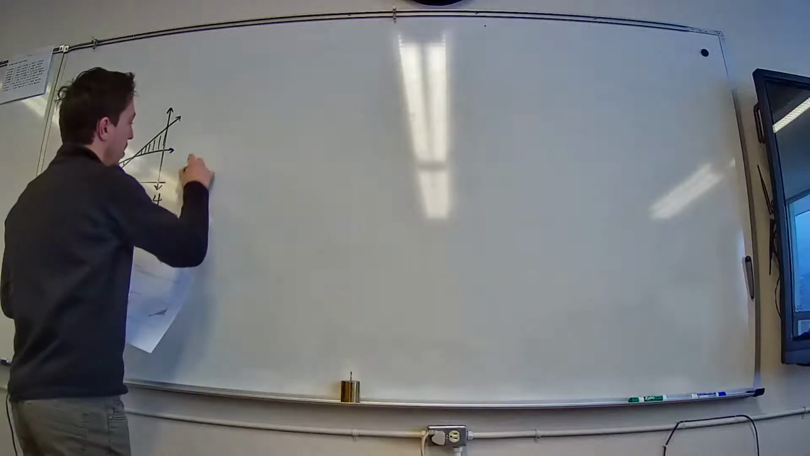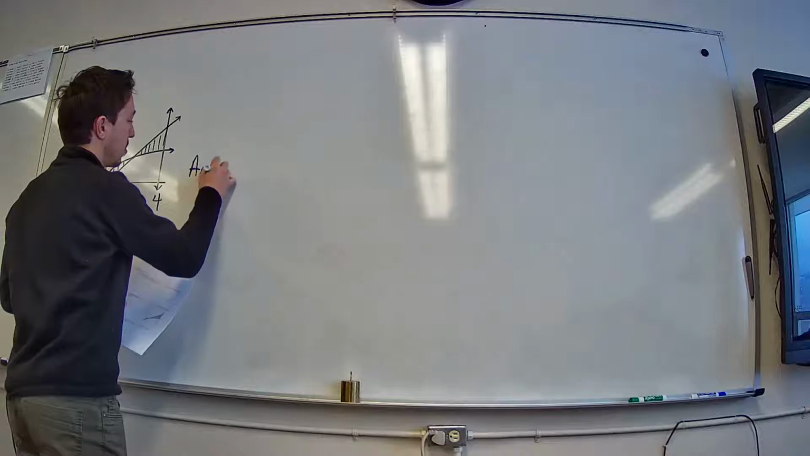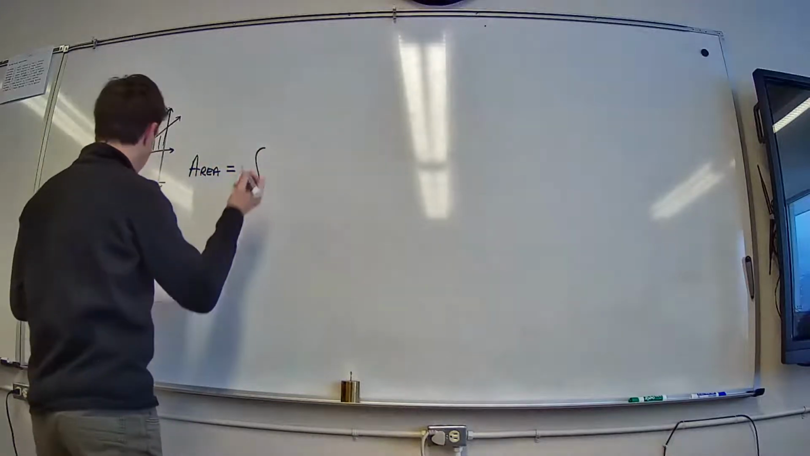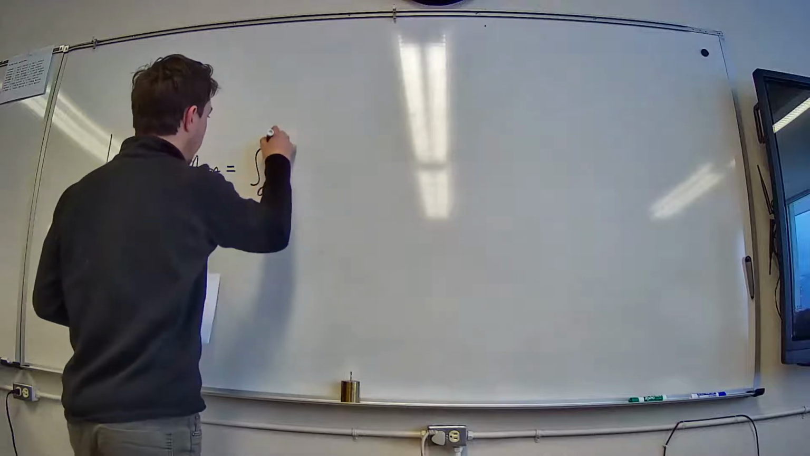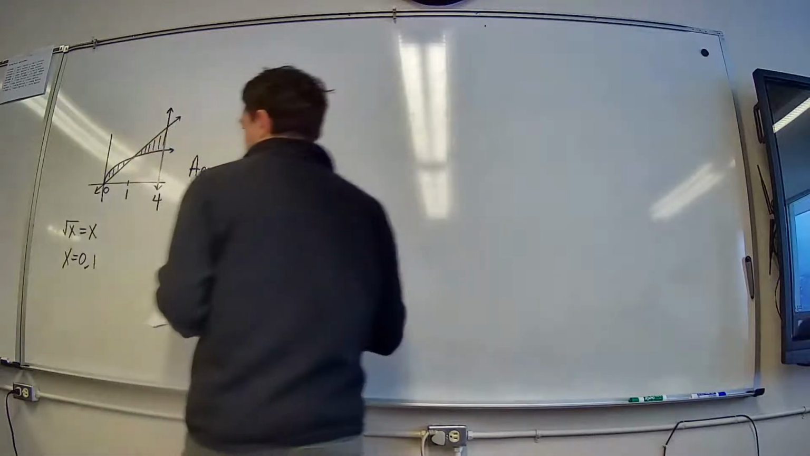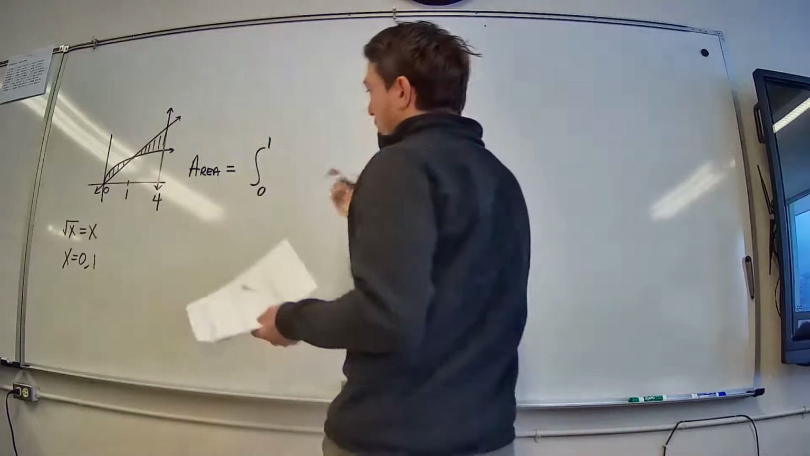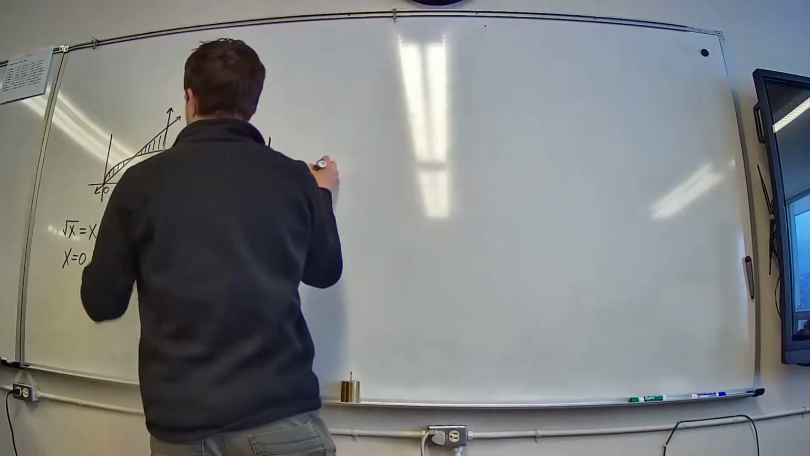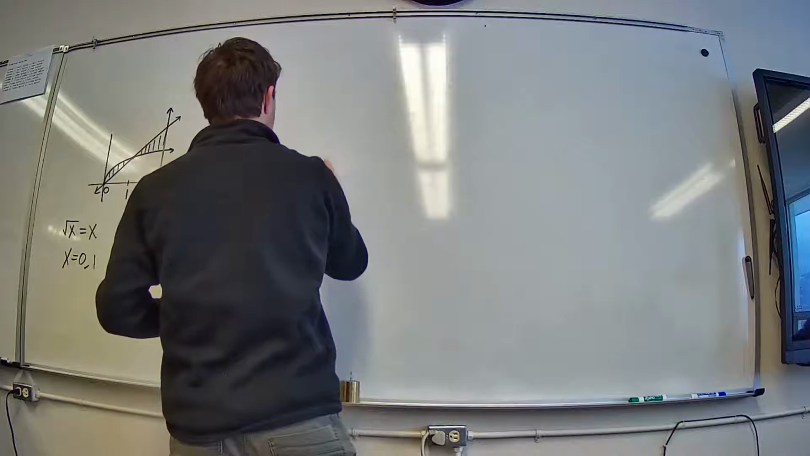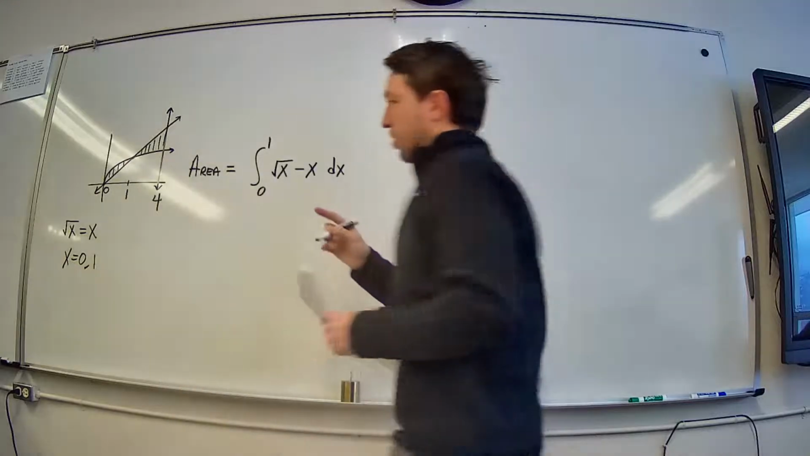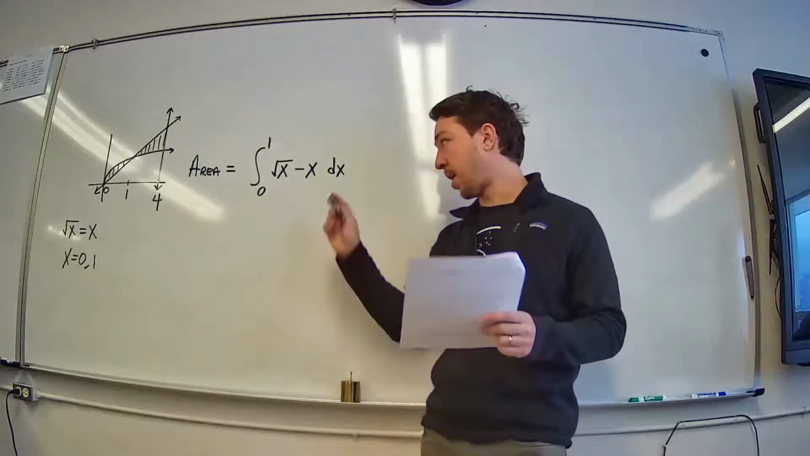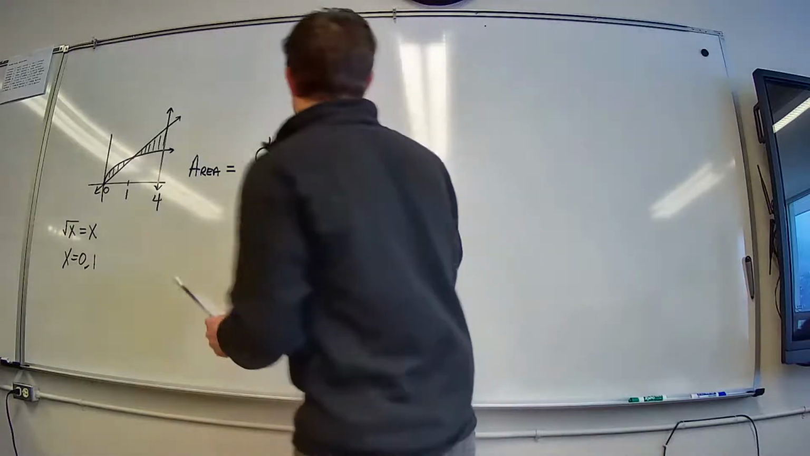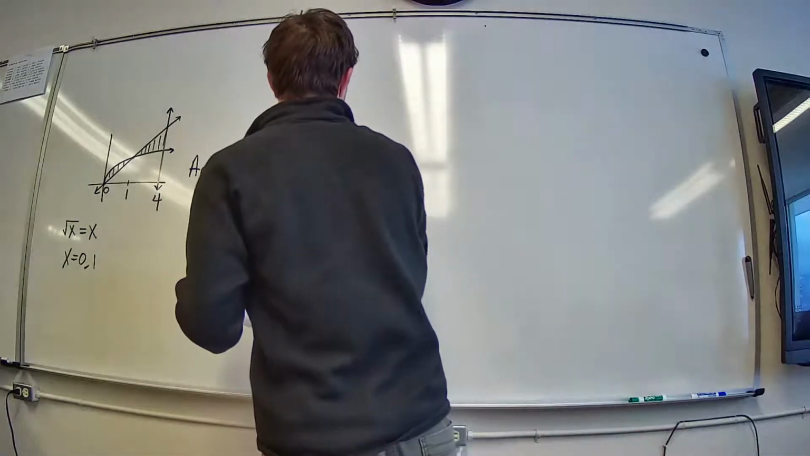What I've got to do is, it's going to be a little bit of a doozy here. It's the integral from 0 to 1. So from 0 to 1, the root x is on top and x is on bottom. So we're totally fine on how that's going to produce a positive number.